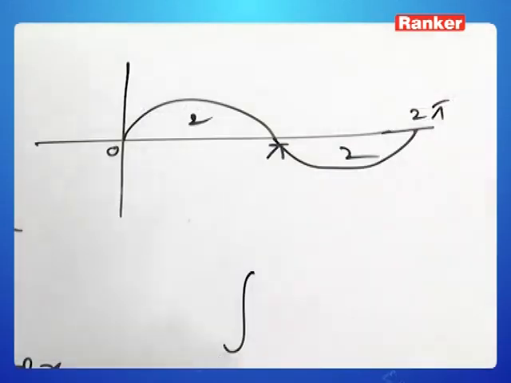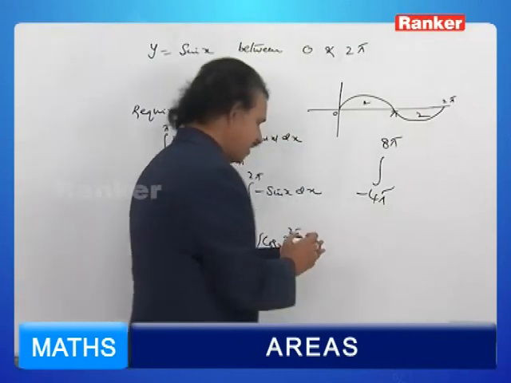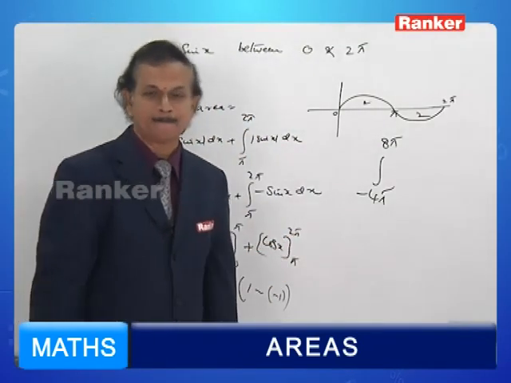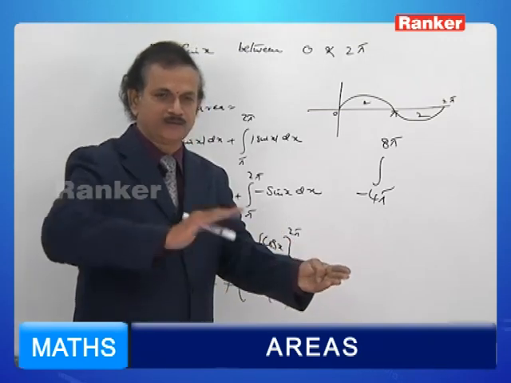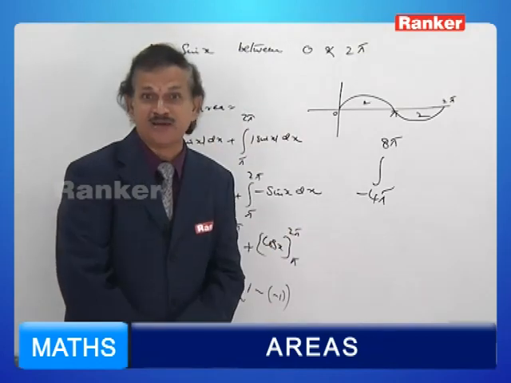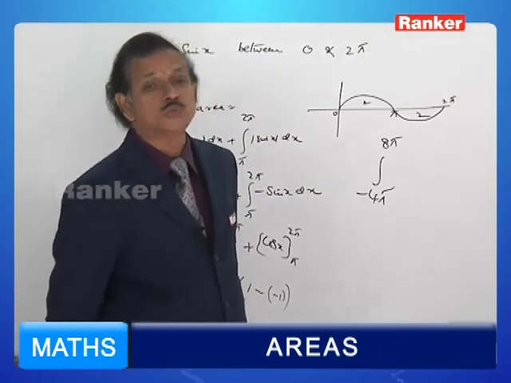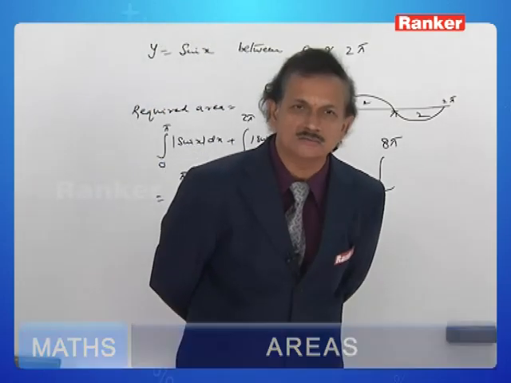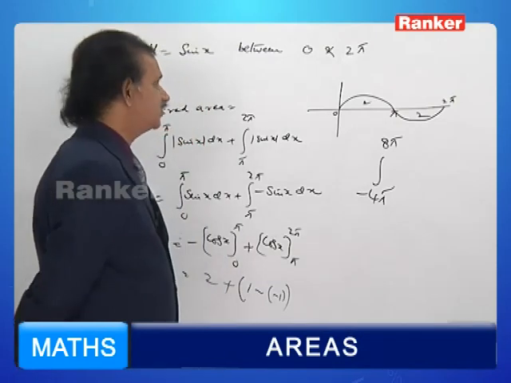Similarly, I would like to ask you, between minus 4 pi to 8 pi, what is the area of the curve y is equal to sin x? Minus 4 pi to minus 3 pi, minus 3 pi to minus 2 pi, minus 2 pi to minus pi, minus pi to 0, like that. How many parts? 12 parts are there. So the answer is 12 into 2, 24. 24 will be the answer.